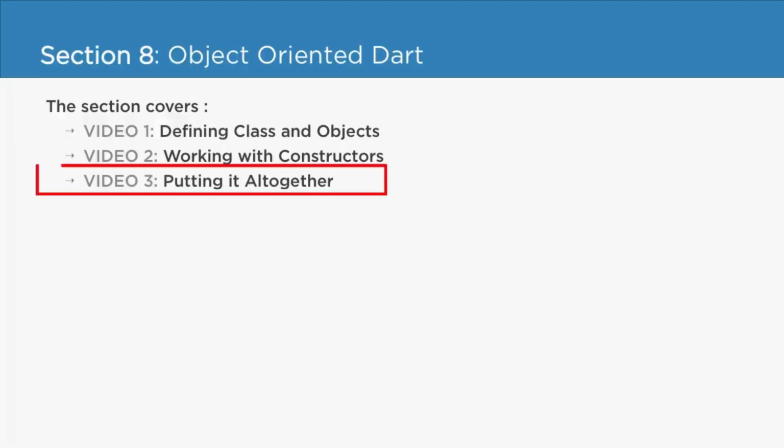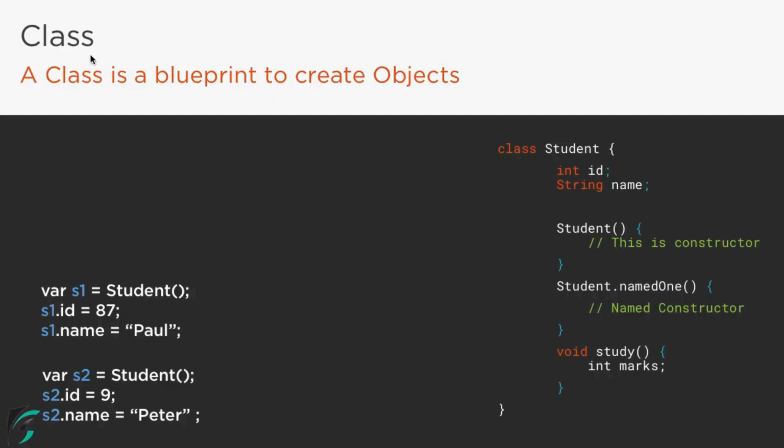So currently we are in section 8 and we are about to check out the third video, that is the last video of this section. So how to define a class in Dart? Well, a class is a blueprint to create objects out of it.